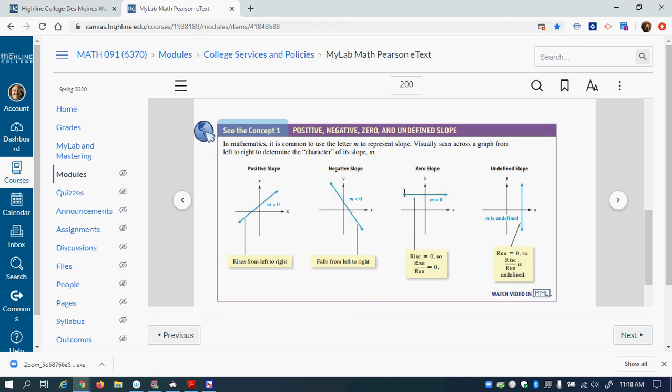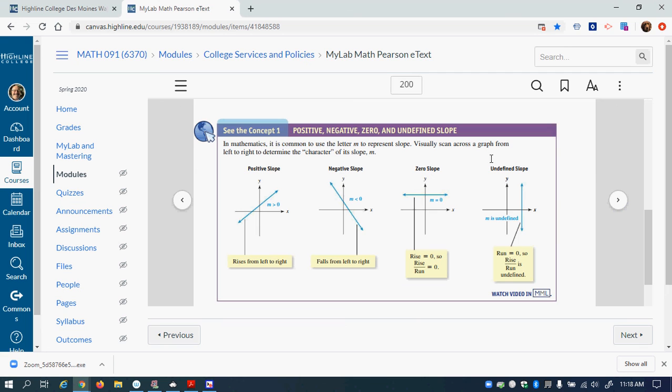And then if we have a zero slope, that means we have a horizontal line. That means that we don't have an increase or decrease. And so m is equal to 0. And so the rise over the run will equal 0 because we don't rise at all, and all we do is run.